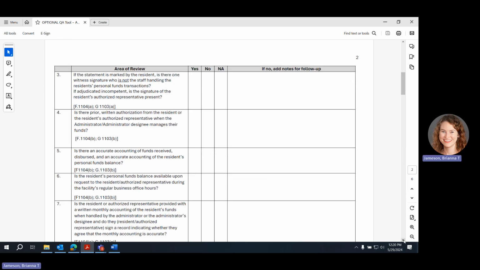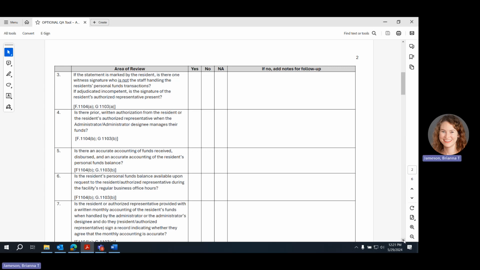The third area of review, if the statement is marked by the resident, is there one witness signature who is not the staff handling the resident's personal funds transactions? You may check yes, no, or not applicable. If no is checked, there is a space for notes on the right side of the page for follow-up. If the resident is adjudicated incompetent, is the signature of the resident's authorized representative present? You may check yes, no, or not applicable with a space on the right. If no is checked, you can add notes in that space.